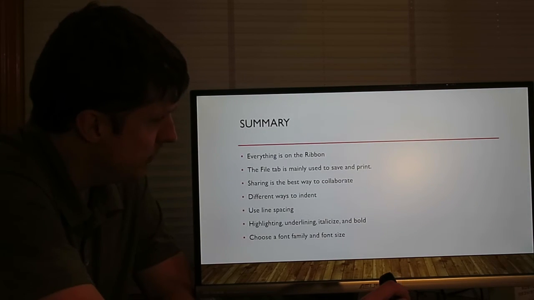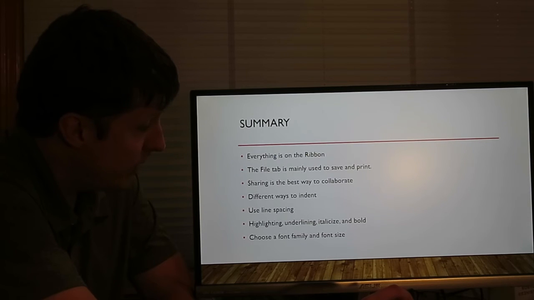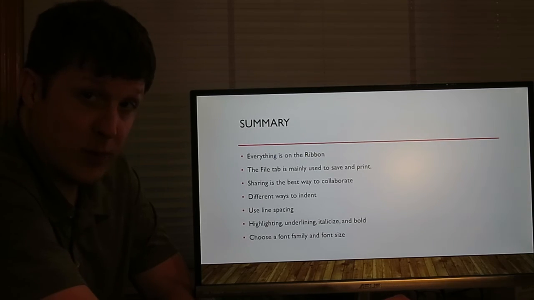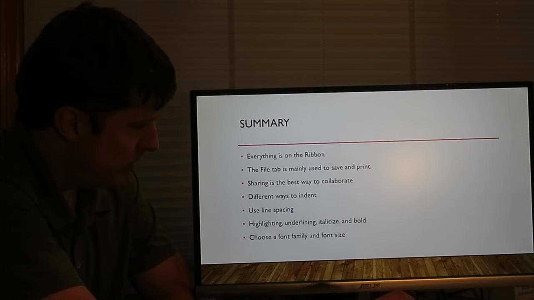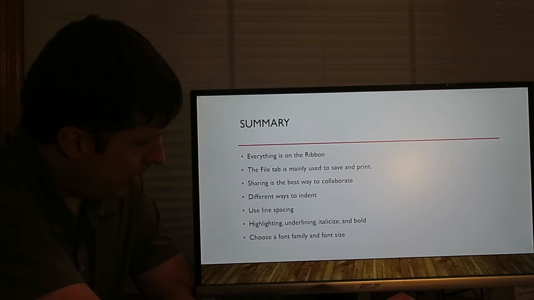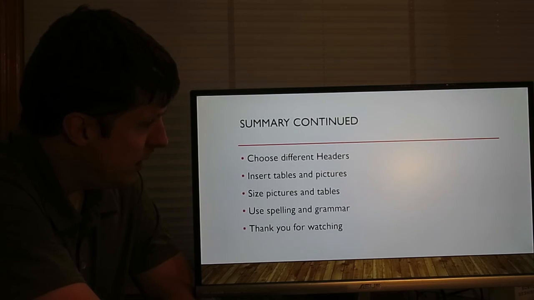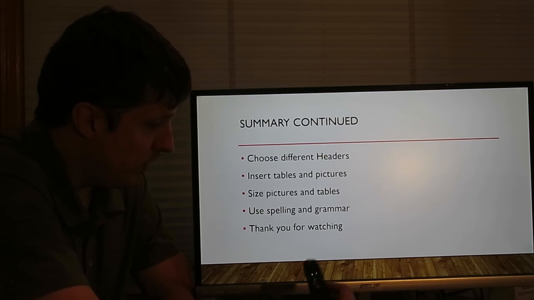Summary. Hope I got this here in 15 minutes. Everything is on the ribbon. The File tab is mainly used to save and print, but you can do other things like share. Sharing is the best way to collaborate. There's many different ways to indent. You now know how to use line spacing, get double spaces, and remove spaces after a paragraph. You can highlight, underline, italicize, and make things bold. You know how to choose the font family and a font size. You know how to choose different headers, insert tables and pictures, size pictures and tables, and use the spelling and grammar options that it has.